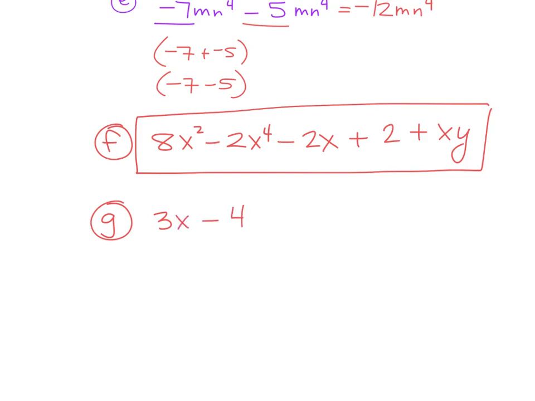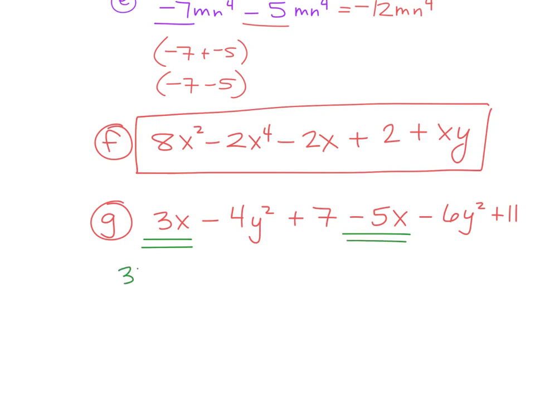3x minus 4y squared plus 7 minus 5x minus 6y squared plus 11. A lot of like terms. Anything match up with my 3x here? Negative 5. Yes, minus 5x. Okay, so if you want to rewrite it, you may. 3x minus 5x, so they're next to each other. We'll simplify that in a minute.